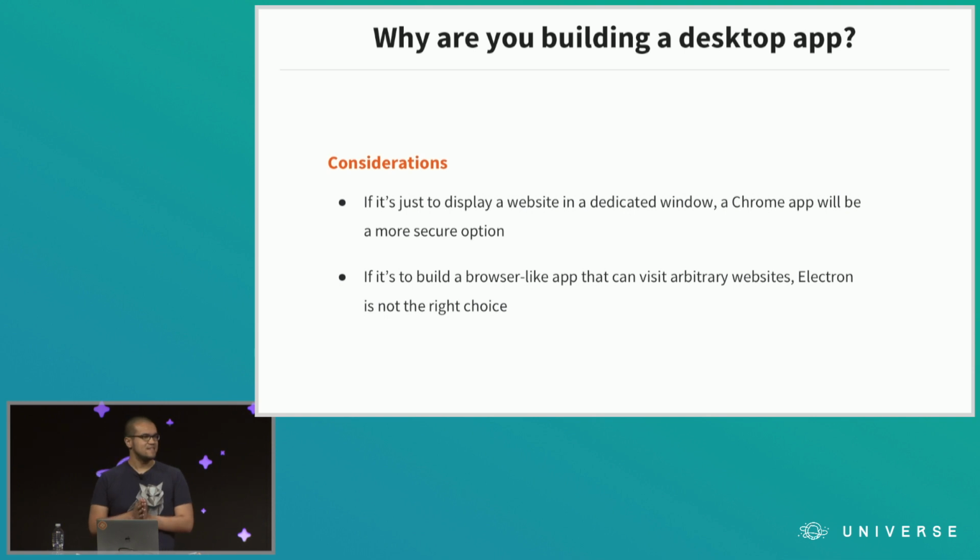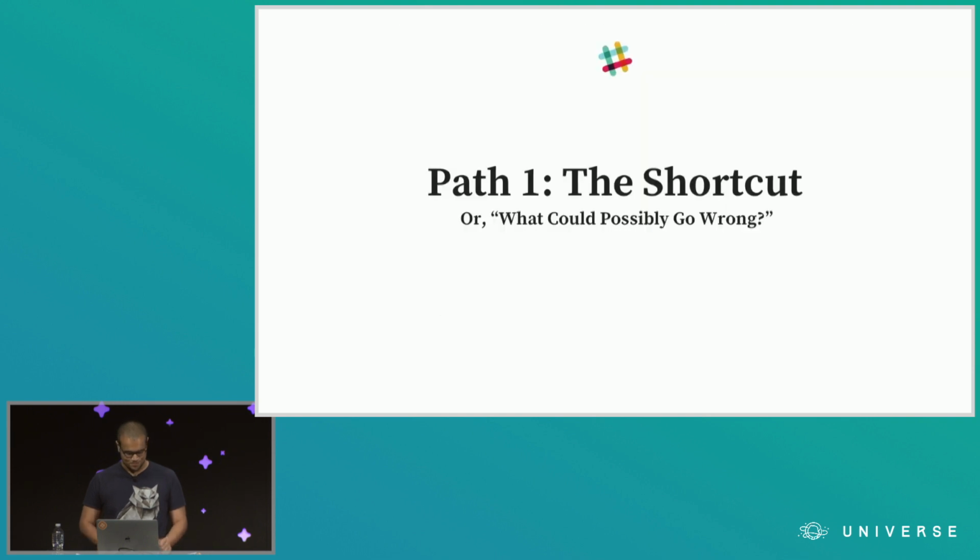All right. So once you've taken some time to think through what capabilities your app can't have as a standard web app, and you know you're ready to enter this maze, let's do it. So there's a path that seems pretty close by. Why don't we check that one out first? So this first path we can call the shortcut. Also, what could possibly go wrong?